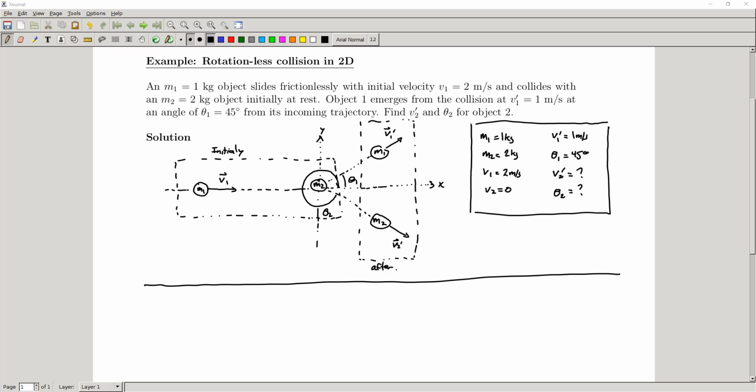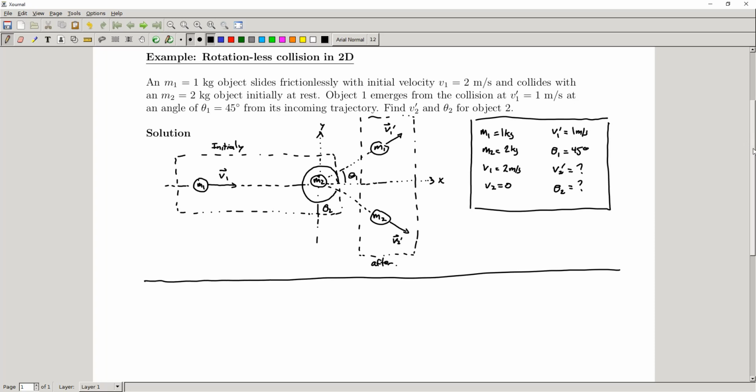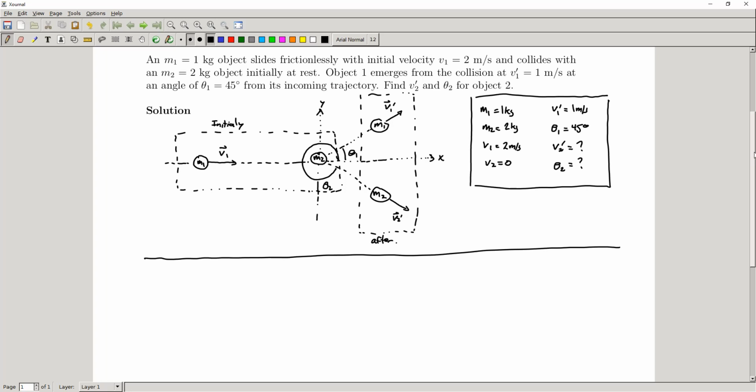Okay, sorry about that. Okay, so we want to start solving this problem. We have the setup here. We know what we know, and we know what we don't know. So we want to find the two things that we don't know: v2 prime and theta 2.